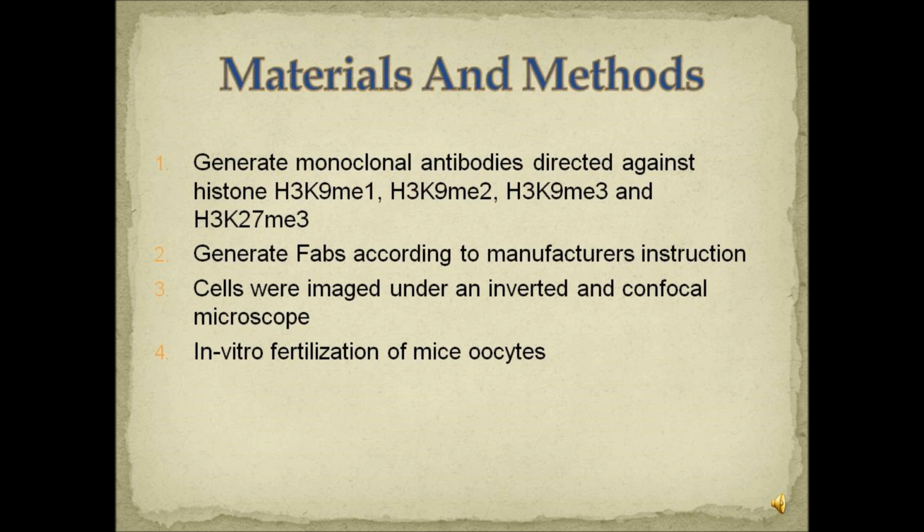Fabs were prepared according to the manufacturer's instructions. The samples were concentrated up to 1 mg per milliliter and then conjugated with a fluorescent dye. The sample was then purified, and the Fab concentration and dye to protein ratio were calculated.